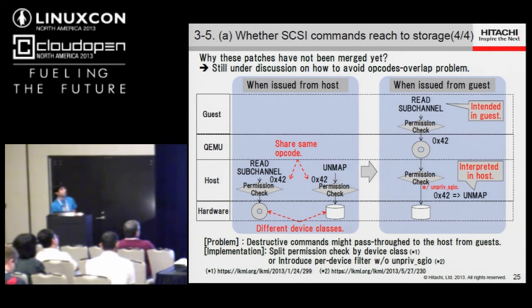There is no problem when used only in the host. However, if it is used in a guest, there is a problem, because in the guest it is intended as read subchannel, but interpreted as unmap in the host, so a destructive command might pass through to the host from the guest. To avoid this problem, there is a discussion on implementation: splitting the permission check by device class, or introducing a per device filter without unprivileged SGIO. And this discussion still continues. So this kernel patch is not merged yet.